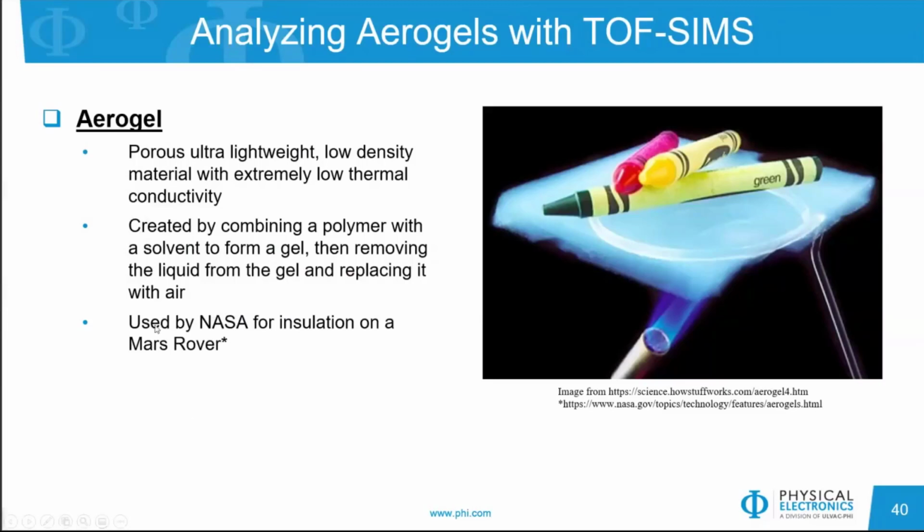One of the interesting things about aerogels is they're used by NASA to insulate the Mars rover. And this image on the right shows the extremely low thermal conductivity of the aerogel. You have a Bunsen burner or a torch underneath an aerogel with crayons on top of it, and you can see that they're not melting. So it just highlights the extremely low thermal conductivity of it.